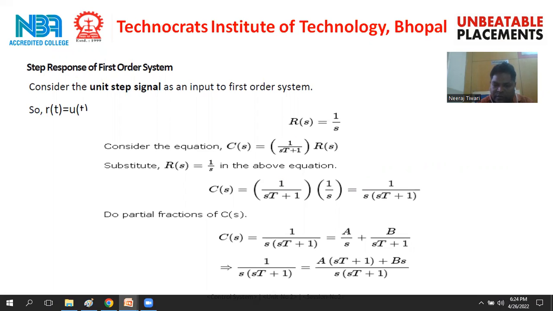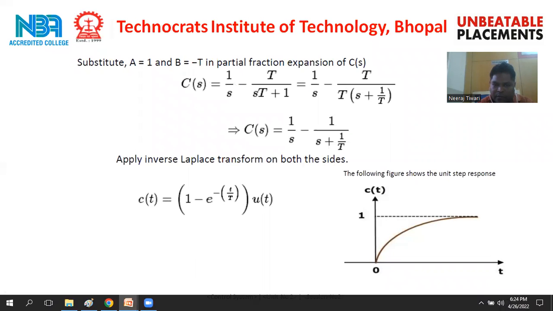Now we will solve this equation with the help of partial fractions. So the result will be A upon s plus B upon Ts plus 1. Now we will find out the coefficients. After finding the coefficients, the value of A is equal to 1 and B is equal to minus T. So we put the values of A and B. Then the result will be 1 upon s minus T upon Ts plus 1.